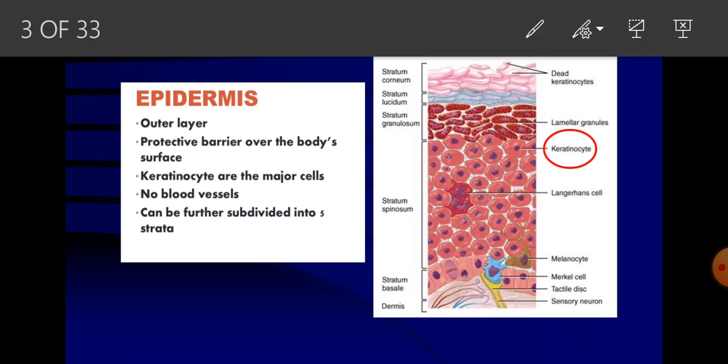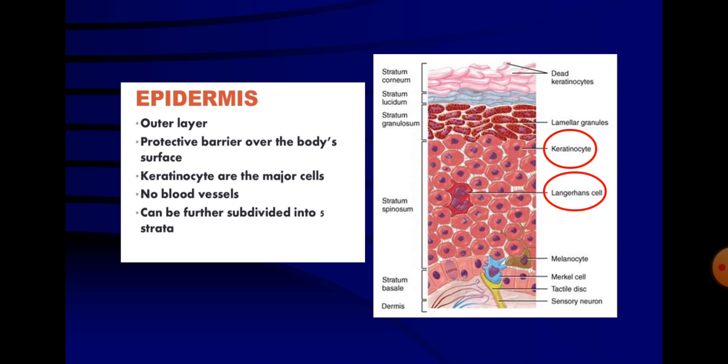Next are the Langerhans cells. What do these Langerhans cells do? These participate in the immune response. They are formed in bone marrow, but they move to the skin. Next come the melanocytes. These are cells located in the bottom layer of the skin's epidermis, and they produce melanin pigment by the process of melanogenesis.